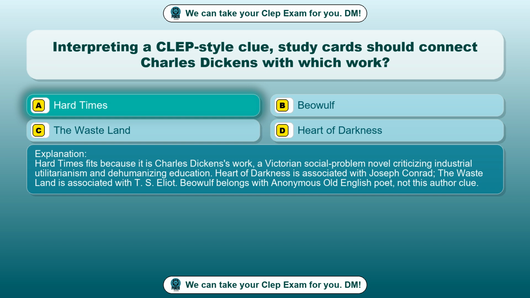Hard Times fits because it is Charles Dickens's work, a Victorian social problem novel criticizing industrial utilitarianism and dehumanizing education. Heart of Darkness is associated with Joseph Conrad, The Wasteland is associated with T.S. Eliot. Beowulf belongs with anonymous Old English poet, not this author clue.